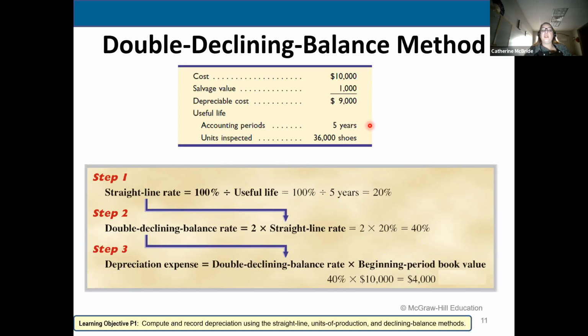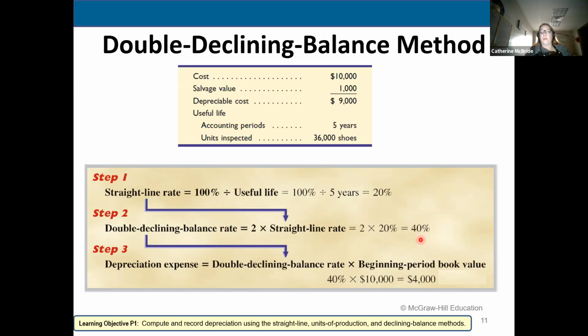But the first thing that we're going to do is figure out what the straight line rate is, and then we're going to double it. That's why it's called double declining balance. What declining balance means is that this is an accelerated method. We take more depreciation expense in the beginning and less as the asset's life runs out. So the straight line rate, if it's 5 years, is 1 divided by 5, 1/5 every year, which is 20%.